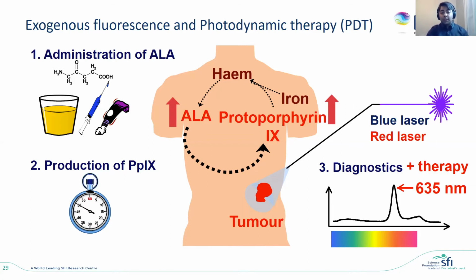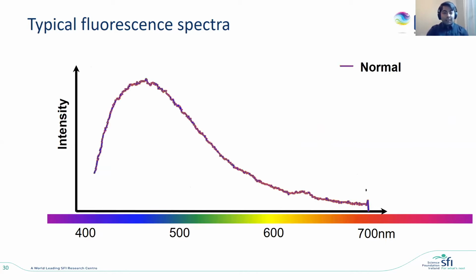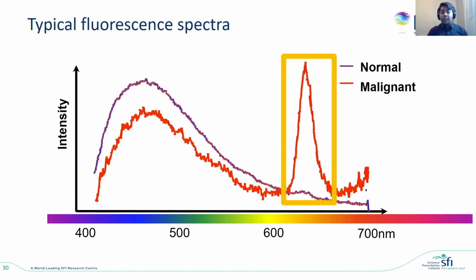And if you see a spectrum, which means the intensity as a function of wavelength, for the normal tissue, then you see only the fluorescence of the normal compounds in tissue. But if we want to look for the emission of the tumors, then it will have a large peak of red fluorescence, like this one with the malignant tissue.